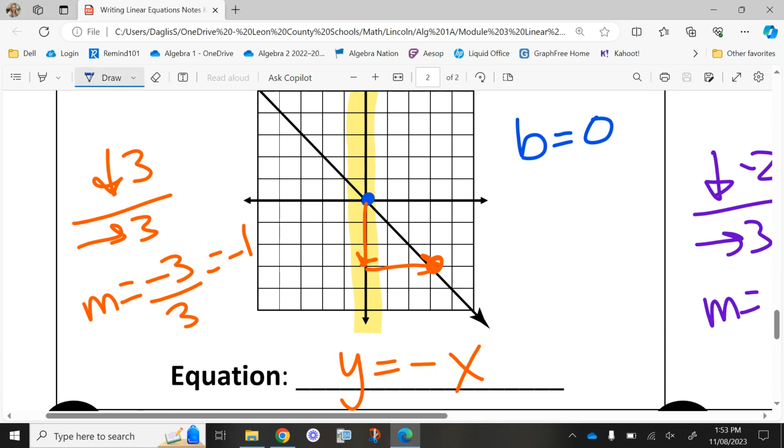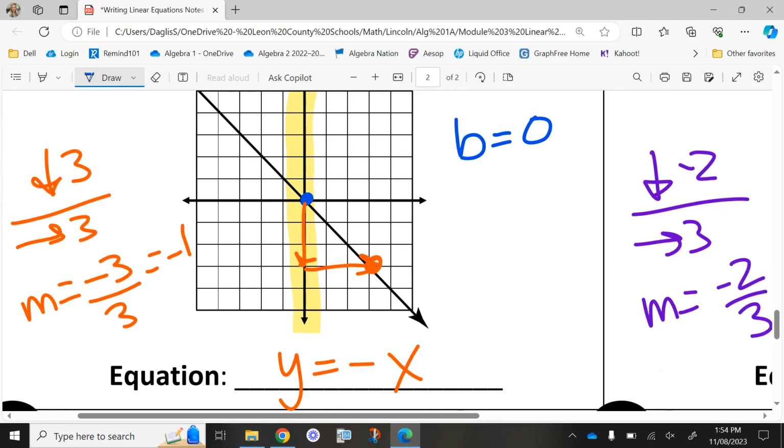So technically there is a negative 1x and a plus 0 on this, but in the world of math, we don't write that. Okay, so we're not going to need to write that plus 0, and we're not going to need to actually put the 1. So this equation is y equals negative x.